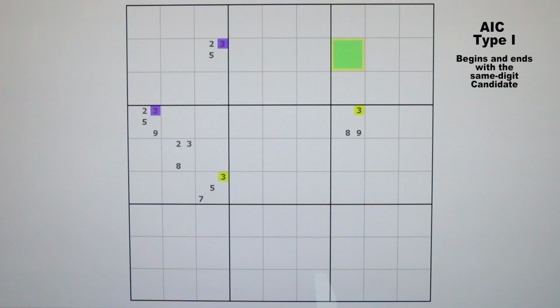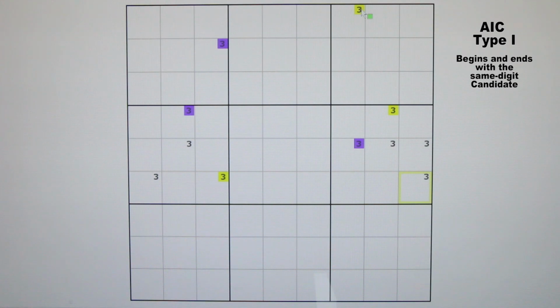Now here's another configuration. Let's start again here, and this is a strong link from this 3 to this 3, and then this is a weak link, and then this is a strong link going across. You know, I wish I could draw on my screen, but I can't, so you're just going to have to follow my mouse. So strong, weak, strong, and then this is a weak link, diagonally down to this blue 3, and then finally a strong link up to this 3. So here are the endpoints. This 3 and this 3 are the endpoints of our AIC.